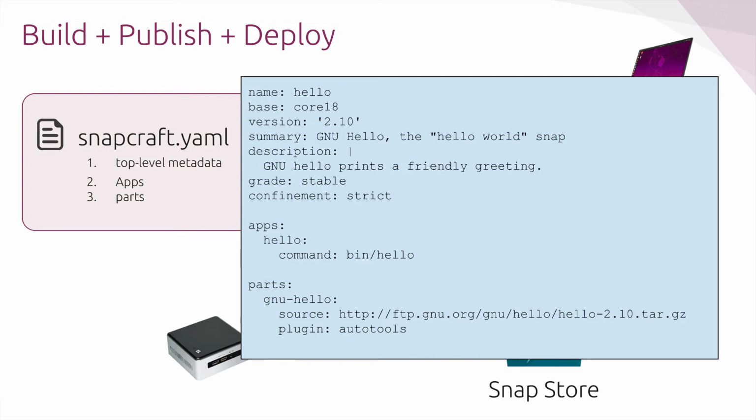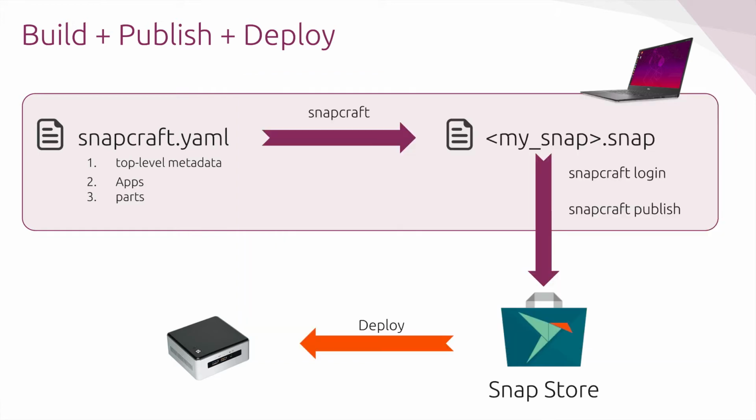And the third block identifies the parts, describing how to import and potentially build each required part of the snap. In this case, for instance, we are going to build a Hello World application, which is downloaded from that URL. So using a tool called Snapcraft, we create the snap. The snap is the binary package that includes the application and all the dependencies and libraries needed to run it.